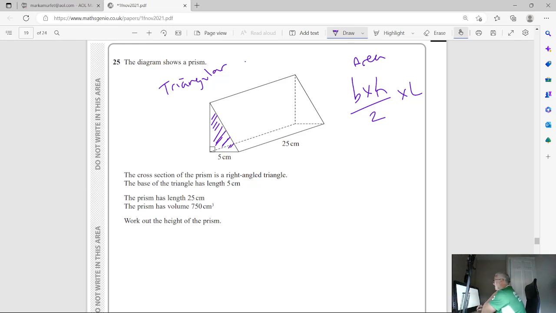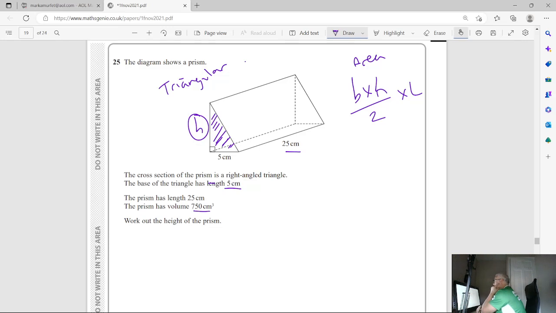That's the information that comes to mind. I haven't even looked at the question yet. So the cross section of the prism is a right angle triangle. The base of the triangle has length 5. The prism has a length of 25. And the volume is 750 centimeters cubed. We need to find the height. So it wants me to find whatever that size is.